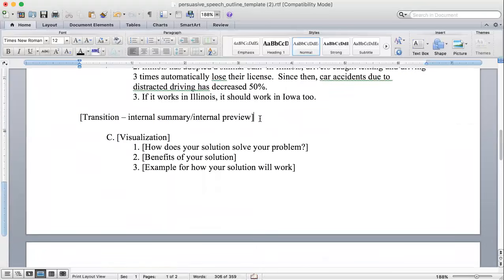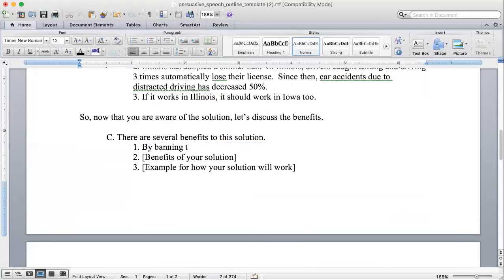So again, we have another transition. So now that you are aware of the solution, let's discuss the benefits. We can say there are several benefits to this solution. And how does the solution solve your problem? So this is simple.